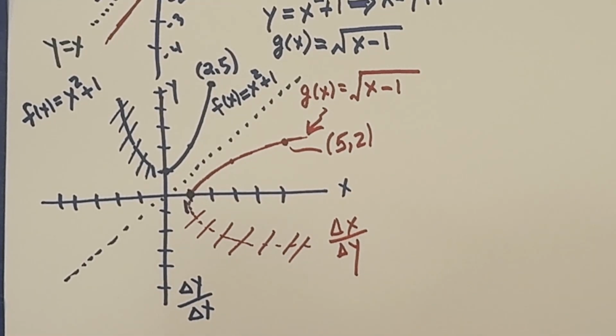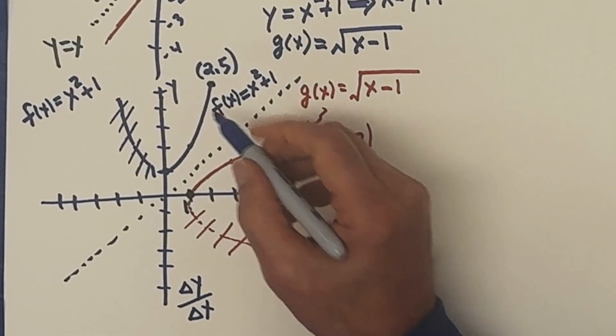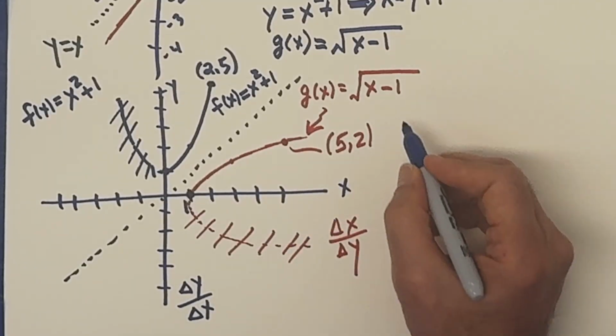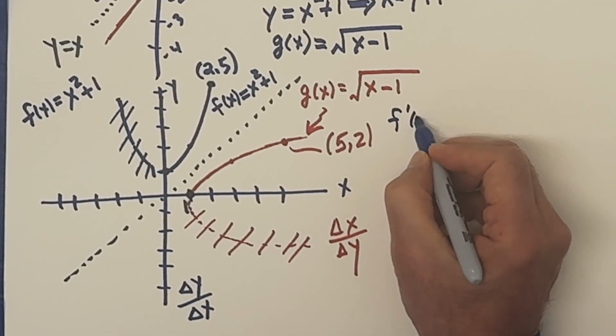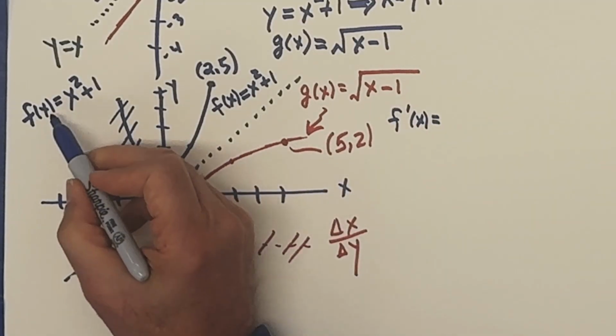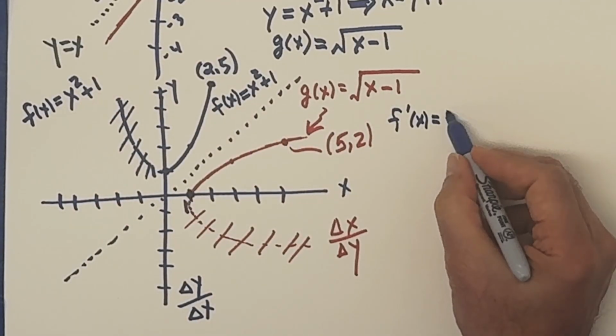Now, it'd be nice to just check this, say the long way, for this point, say 2 and 5. So the derivative of the f function, that's easy. The derivative is 2x.